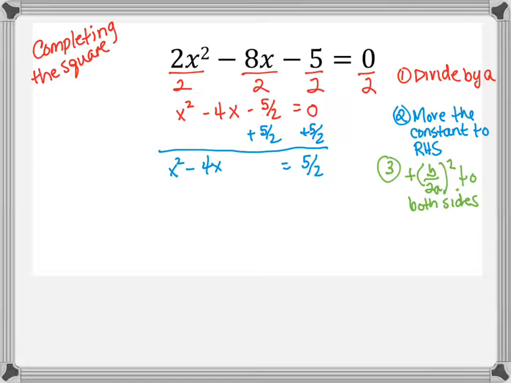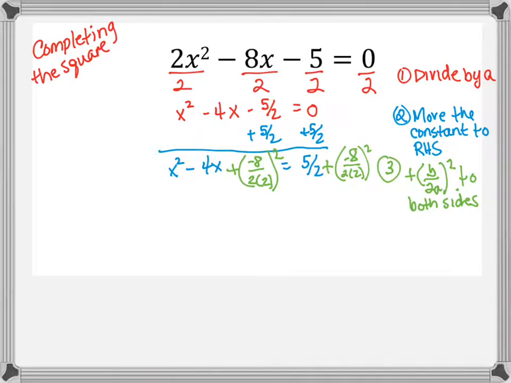Now we will add the term b over 2a quantity squared to both sides. And this is going back to our original a, b, and c, where a is 2, b is -8, c is -5. So I have -8 over 2 times 2 quantity squared that I'm adding to both the left-hand side and the right-hand side, because what I do to one side, I have to do to the other side.